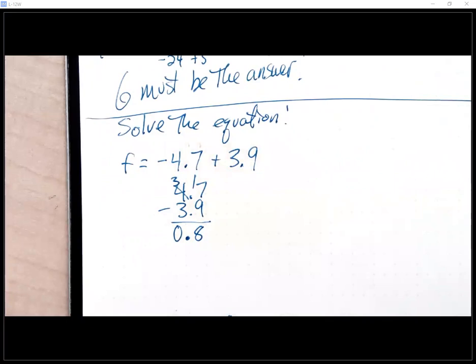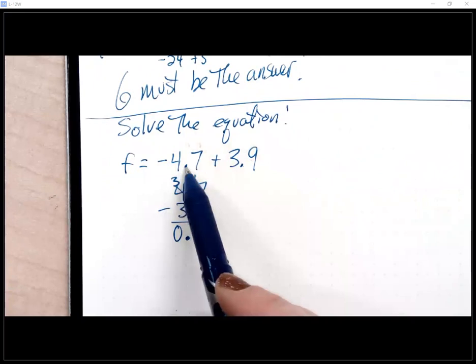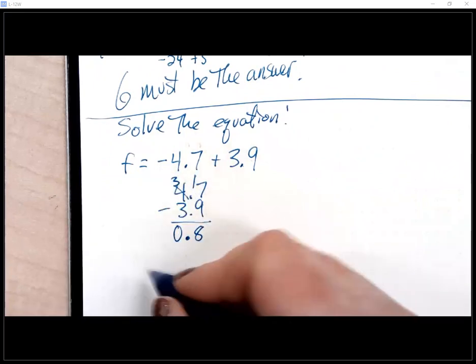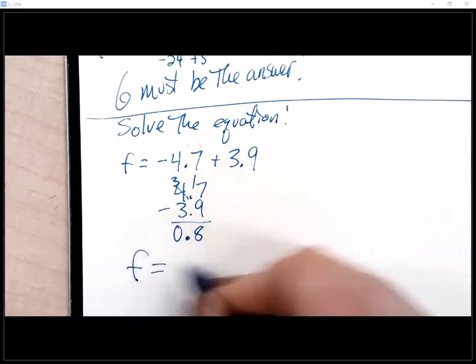Yeah, it's going to be negative. Why? Because if I go back, 4.7 is bigger and that one's negative. So that means my final answer is F equals negative 0.8.